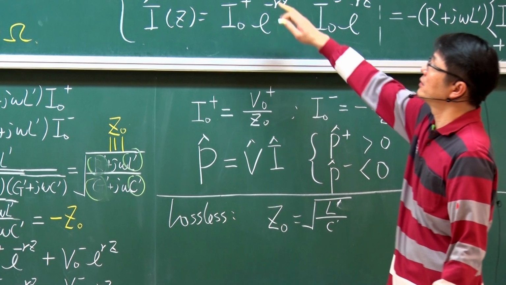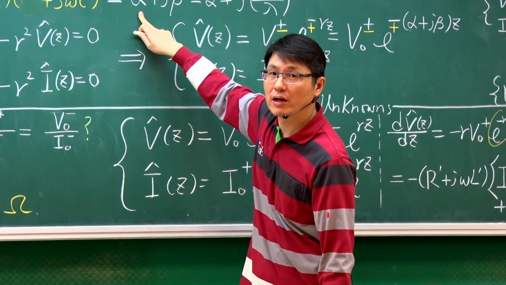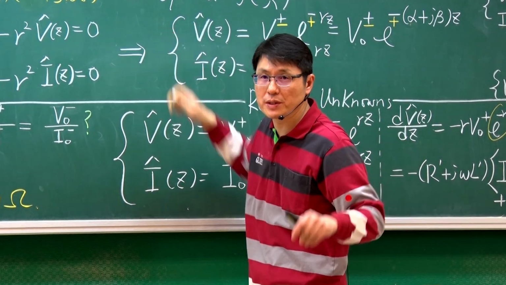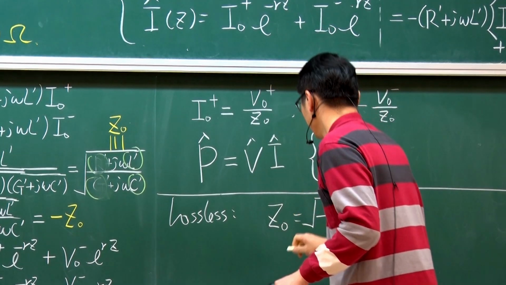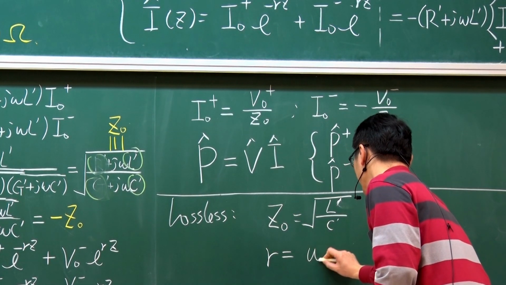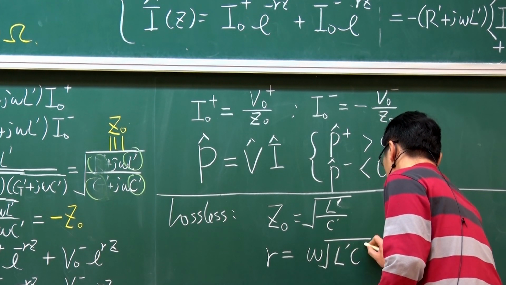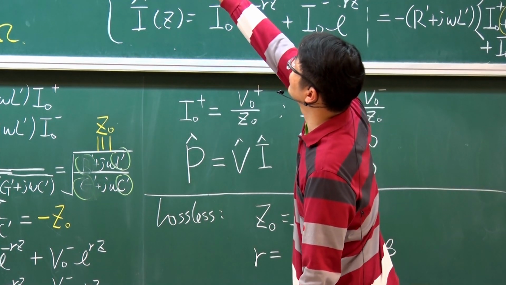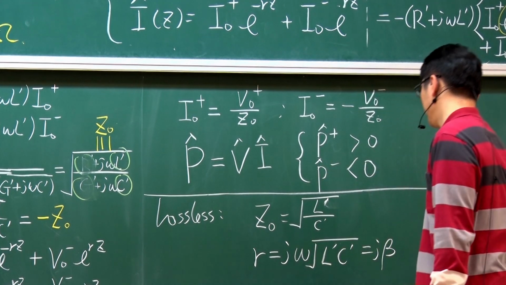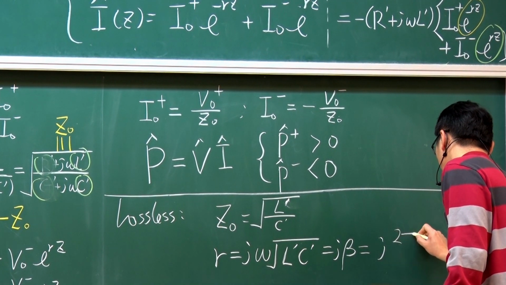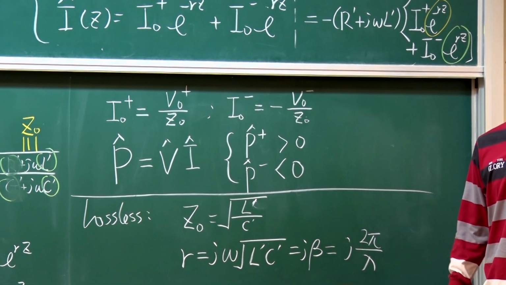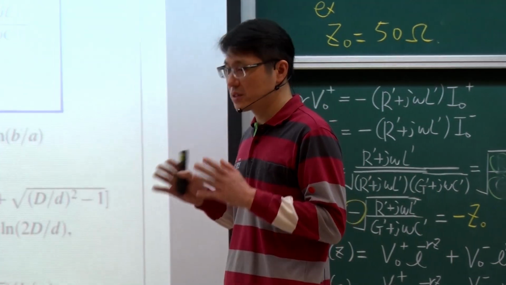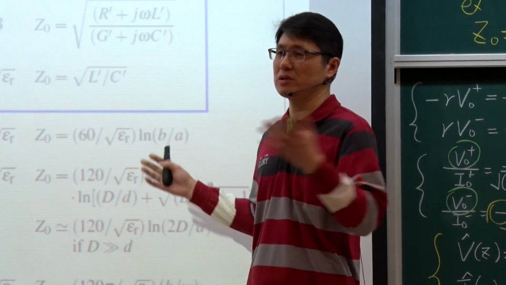Gamma, by definition, is no alpha. Right? There's no alpha. Alpha means loss. Now we're talking about a lossless transmission line. This has to be 0. Gamma is now j omega square root of L prime C prime. This is beta, purely imaginary. So if we have a lossless transmission line, things become simplified. The wave travels, there's no loss.